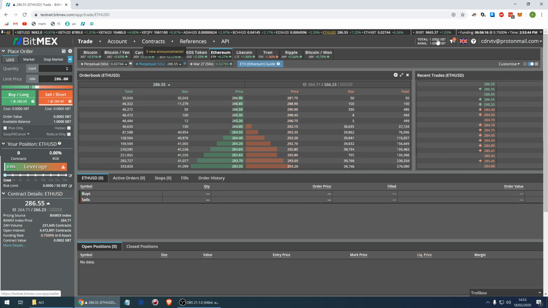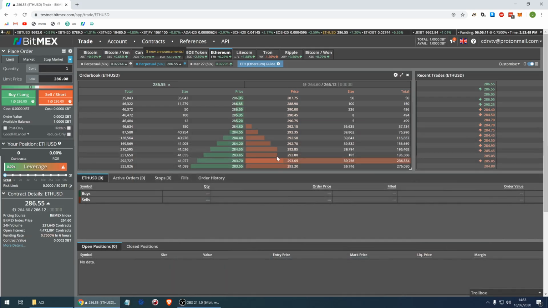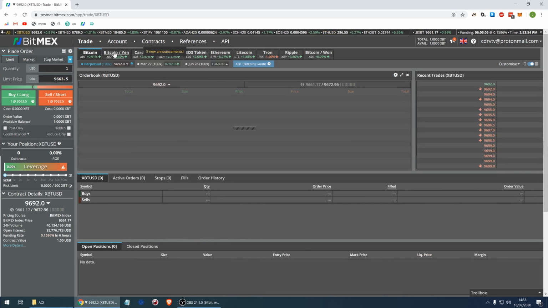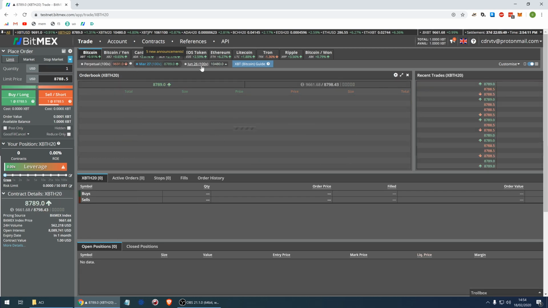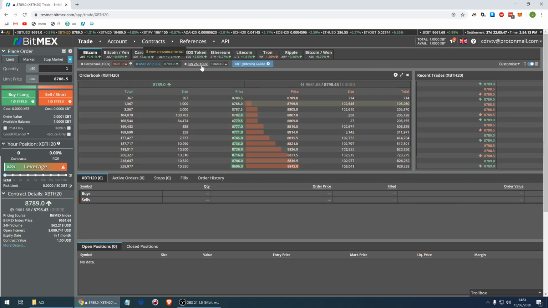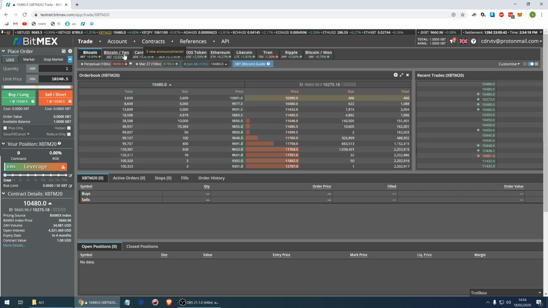So let's get to work. We have one testnet Bitcoin on our account, and let's look at all the contracts. So the true price of Bitcoin is 9,661, and this is the index price. The mark price is much higher, and this is because there is a premium. So there's a premium on the perp, there is a massive discount on the March futures, and the June future is probably at some small premium.